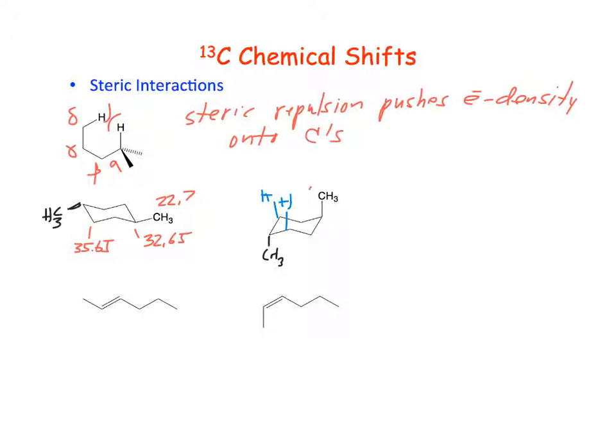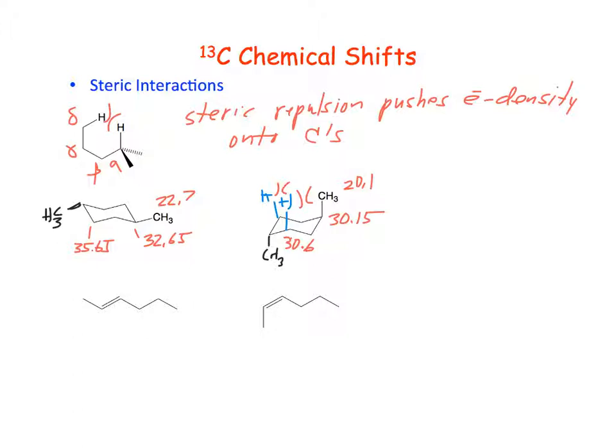we get steric interactions here, and this should push electron density back on the carbons and cause upfield shifts of those carbons. So where we see the upfield shift, even the methyl group itself is at 20.1, so that went from 22.7 to 20.1. This carbon is at 30.15 instead of 32. And this one right here, 30.6 versus 35.